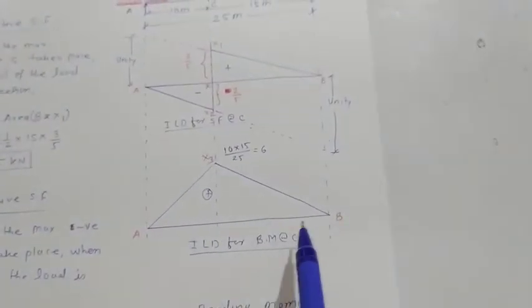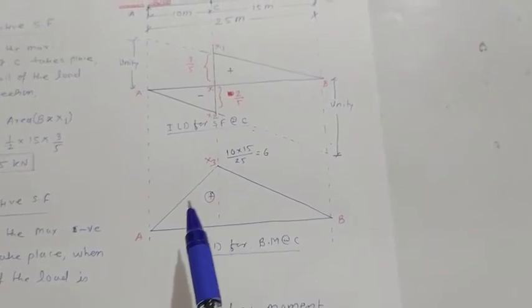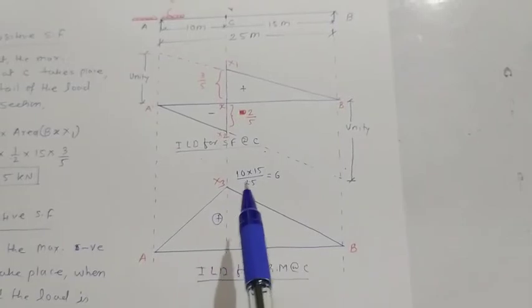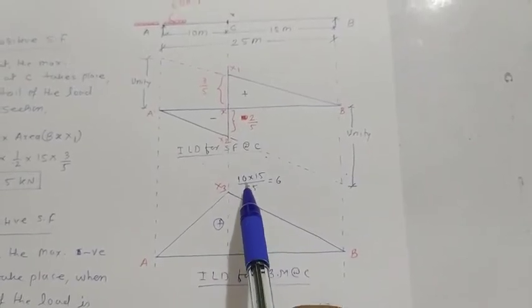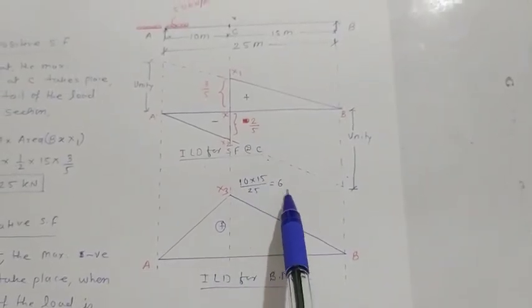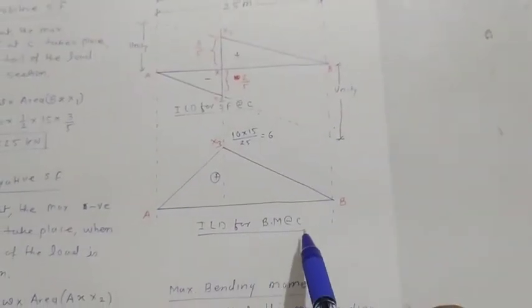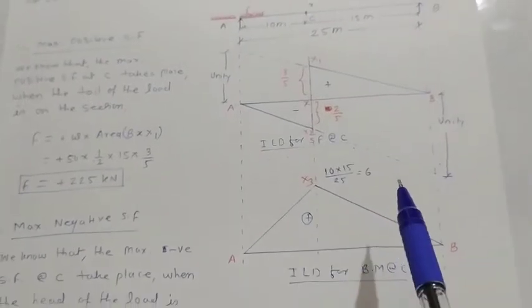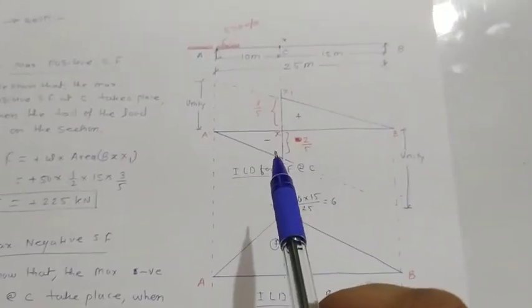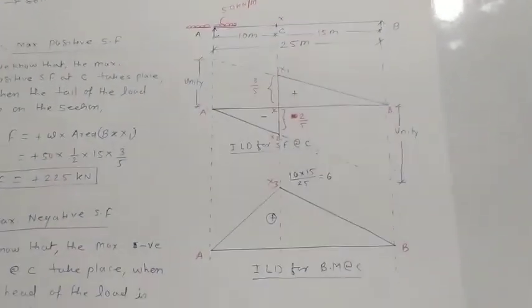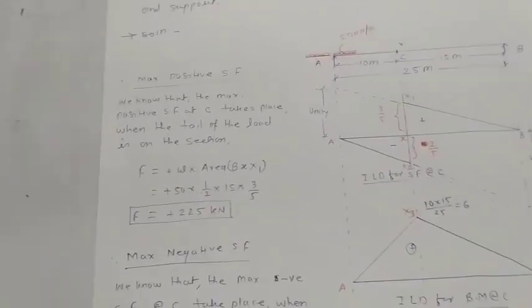Similarly, we can draw a bending moment diagram. This will be triangular and this ordinate can be calculated by AB by L. This one is 6. This one is the ILD for bending moment at section C. So we have to find out the maximum positive shear force, maximum negative shear force and bending moment. Let's see one by one.